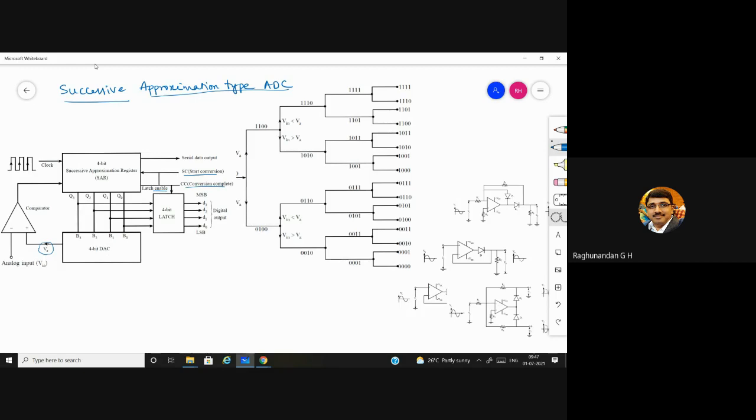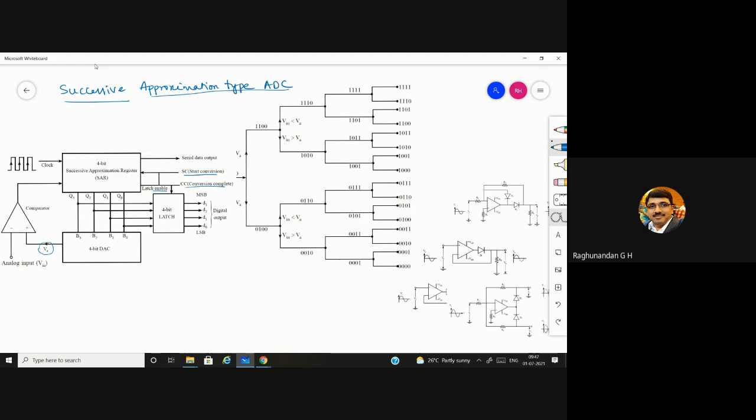At the same time, you can see that the input to this 4-bit latch is taken out through these lines, and the same lines are fed to the DAC. So this DAC again converts it into analog form, and the conversion process takes place again. Until the given input signal is completely converted into digital format, this process will keep on continuing.